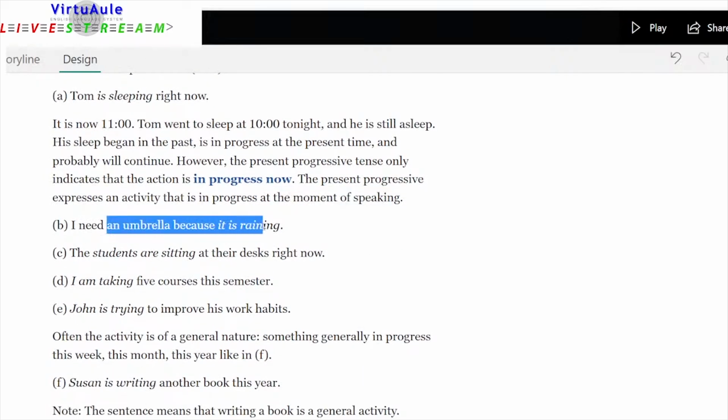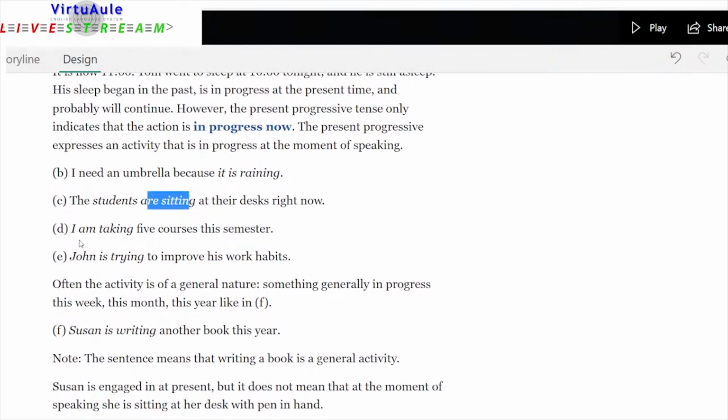B, I need an umbrella because it is raining. It is raining right now. C, the students are sitting at their desks right now. Right now I see them. While I'm talking, it's evident.